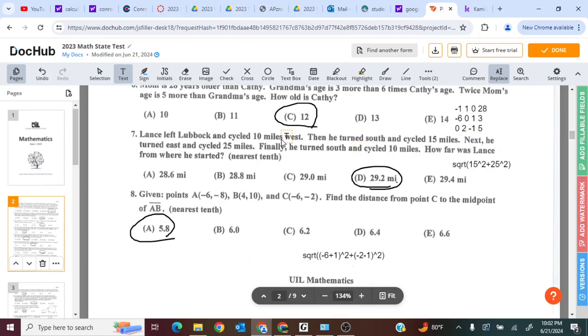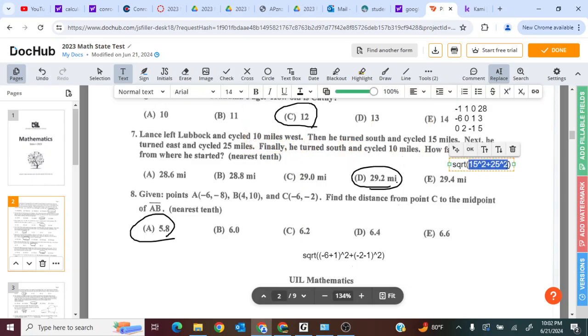Number 7. A landscaper, blue box, 10 miles west, 50 miles south, 25 miles east, 10 miles south. So you simply figure out how far he is in the x and y direction. He's 25 miles south and 15 miles east after all that, and you'd use Pythagorean theorem to figure out the distance.